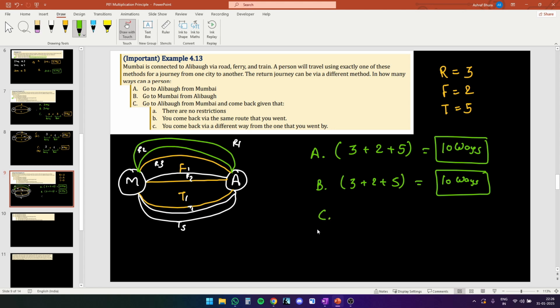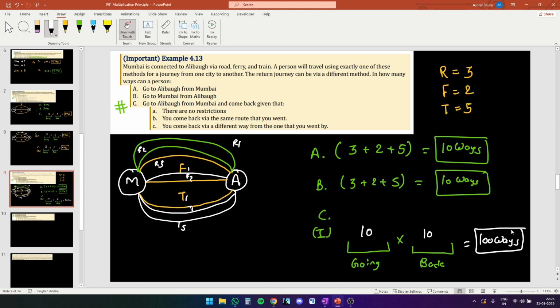Now comes the interesting part. See first part. Okay, you can go to Alibag from Mumbai and you have to come back. So now how many choices do I have for going? Can I say 3 choices from road, 2 choices from ferry and 5 choices from train. So in total I am having 10 choices for going. And for coming back, how many choices do I have? Can I say again for coming back I am having 10 choices. I can choose anything. So 10 times 10, this becomes 100 ways. Okay, so this will become 100 number of ways.